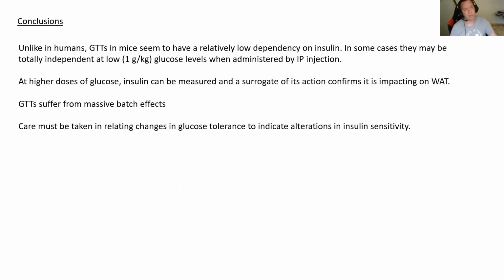Okay, so conclusions. Unlike in humans, GTTs in mice seem to have a relatively low dependency on insulin, and in some cases they may be completely independent of insulin at low glucose doses when administered by IP injection. At higher doses of glucose, insulin can be measured, and a surrogate of its action can be confirmed that it is impacting on WAT. It's doing something. So GTTs suffer from massive batch effects. They're also susceptible to operator errors. And so I would argue care must really be taken in relating any changes in glucose tolerance to indicate alterations in insulin sensitivity. You have to be very, very careful with that as a conclusion.